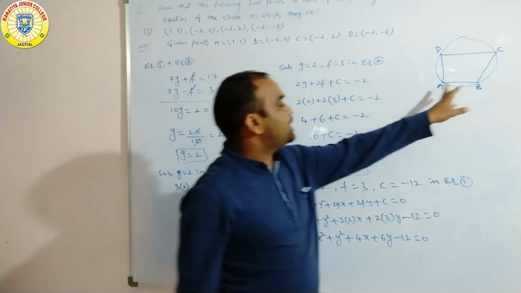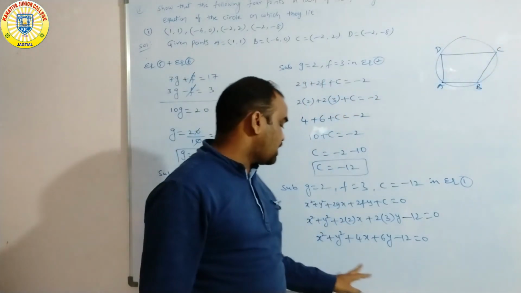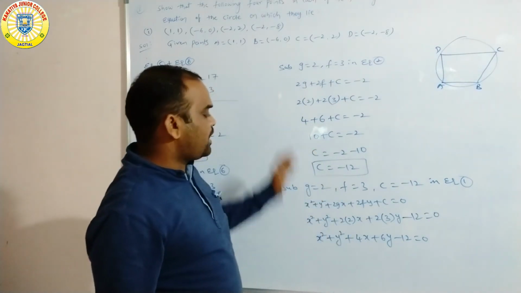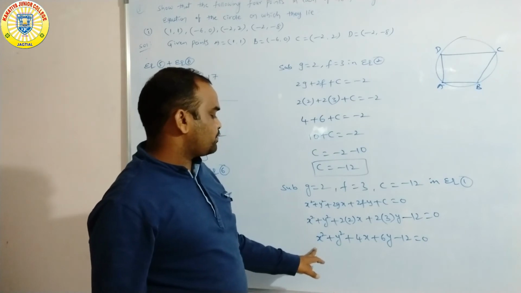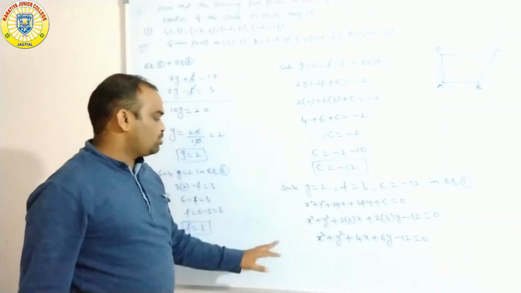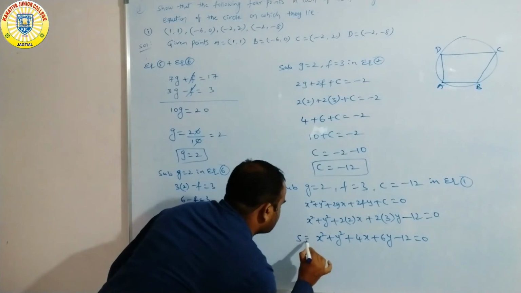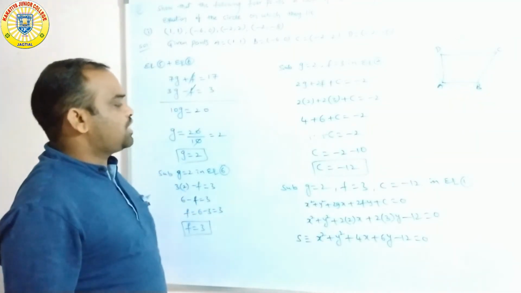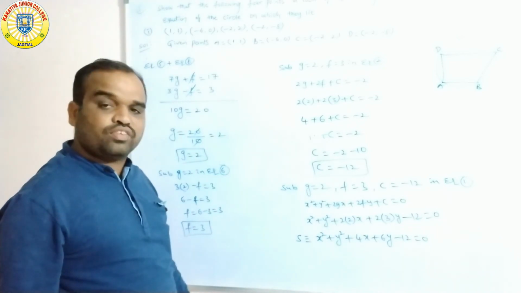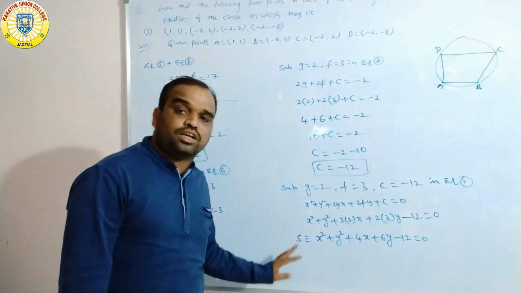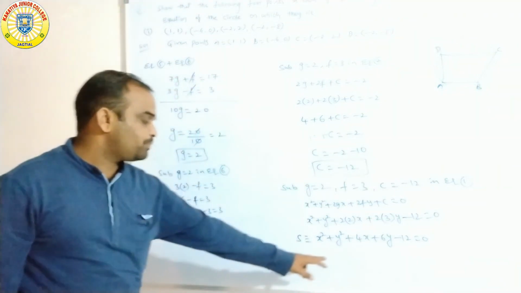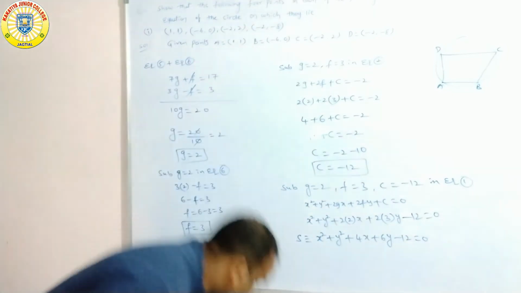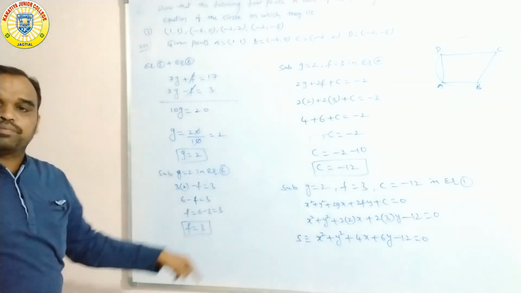So these 3 points A, B, C lie on this circle. See here, now we are substituting the fourth point in the circle equation. If it is satisfying the circle equation, the given 4 points are concyclic. If it is not satisfying the equation, the given 4 points are not concyclic. First all of you write down up to this step.